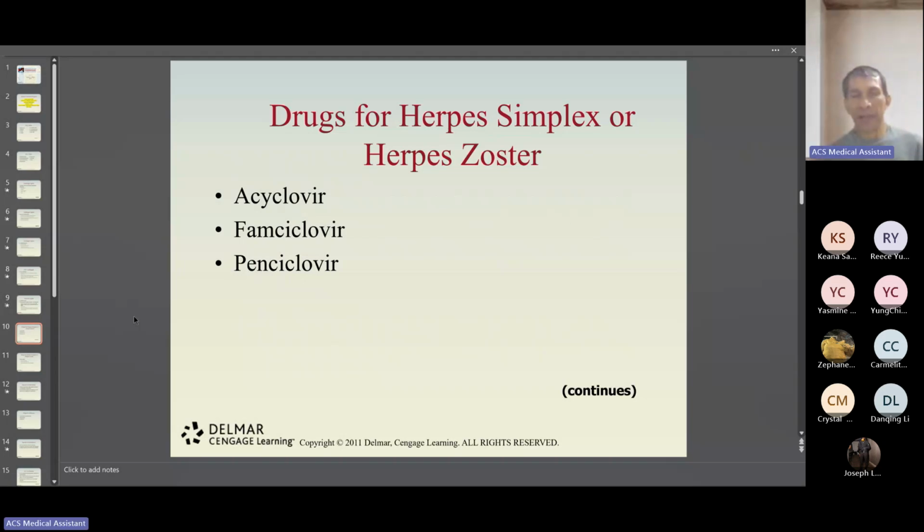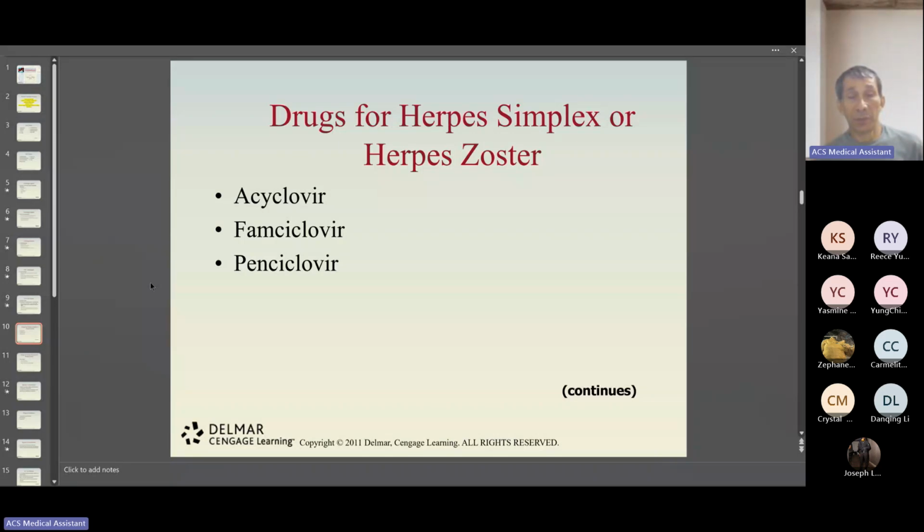Acyclovir or valacyclovir, well, there are many. If it ends in cyclovir, that is a family of medications used to treat viral infections, particularly herpes. So it is good. It works. Not so much for herpes zoster, but for herpes simplex and sexually transmitted herpes.